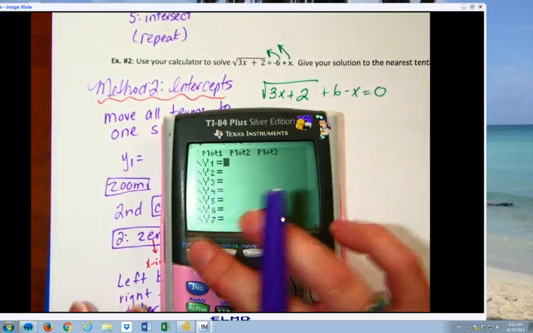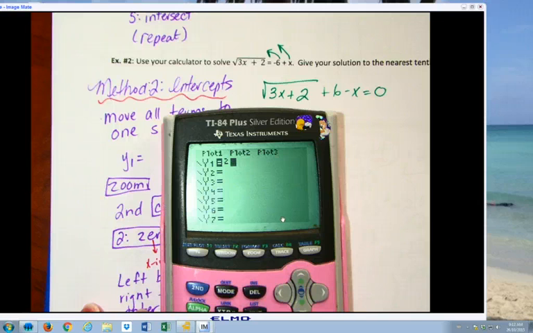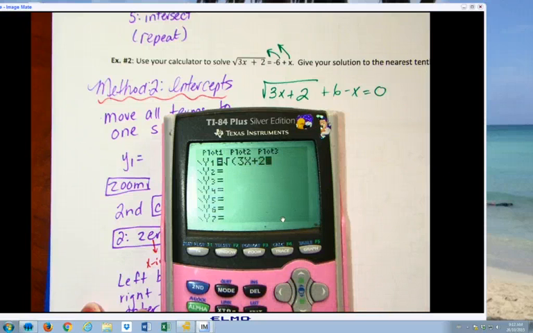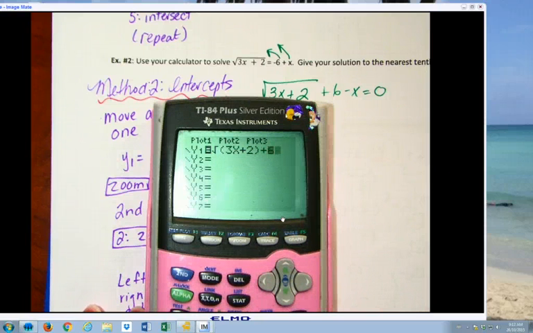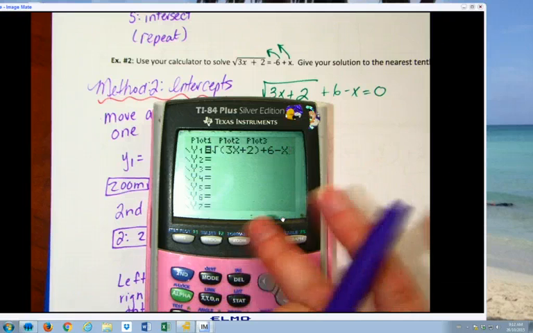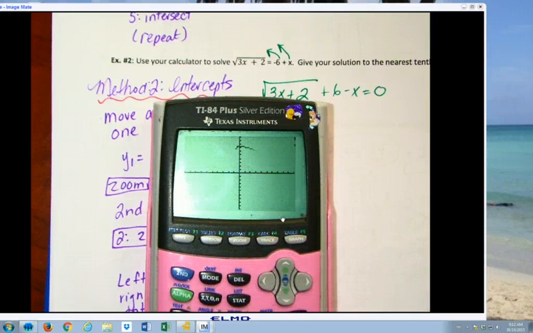Okay, so all into y1, so square root of 3x plus 2. How about a square root this time? And then plus 6 minus x. Zoom standard. Again, all zoom standard does is set up the axes, negative 10 to 10 in each direction.